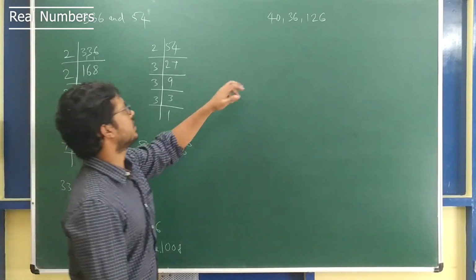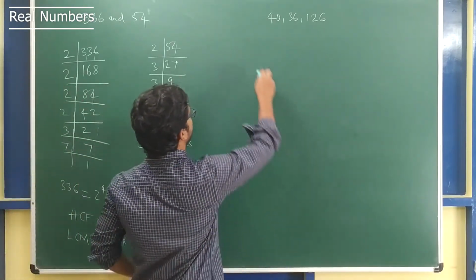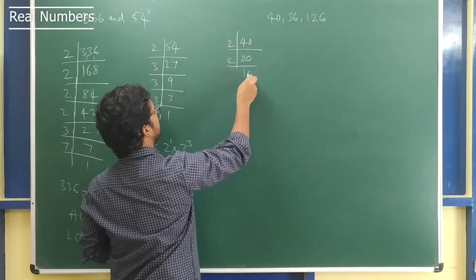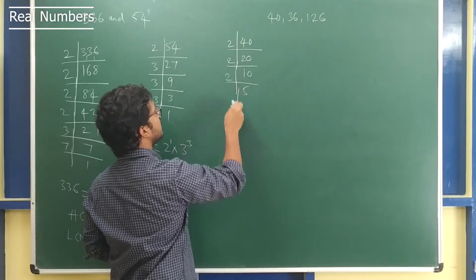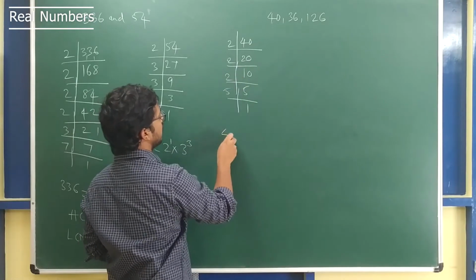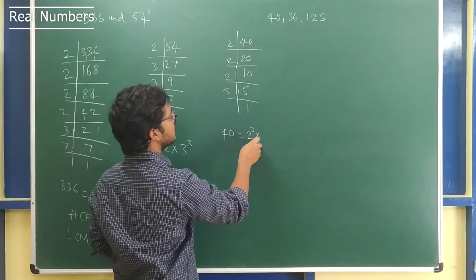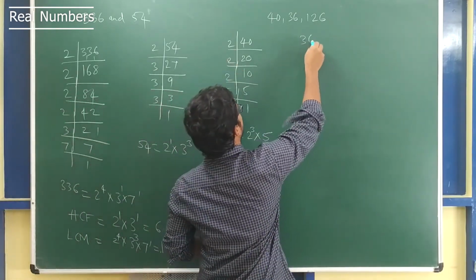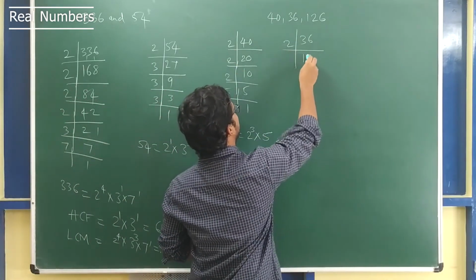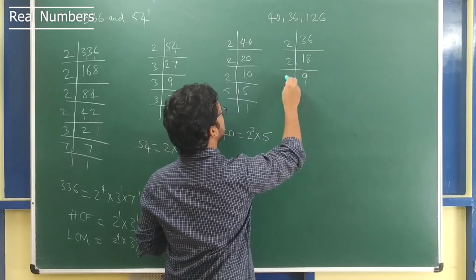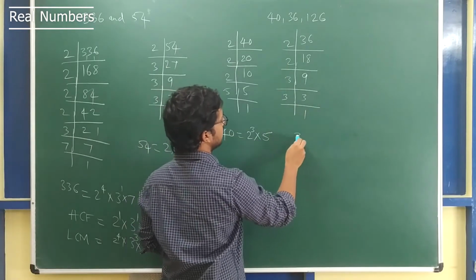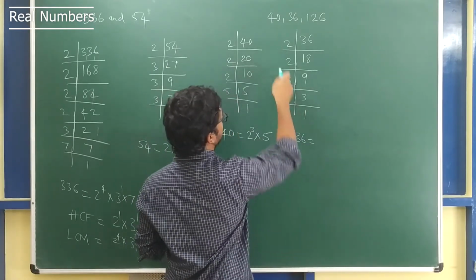Similarly, let's do 3 numbers now. Same thing will follow. So we'll prime factorize 40. When we prime factorize 40, we get 2 20s are 40, 2 10s are 20, 2 5s are 10, 5 1s are 5. So 40 can be written as 2 cube into 5. Similarly, let's try 36. 36 can be written as 2 18s are 36, 2 9s are 18, 3 3s are 9, and 3 1s are 3. So 36 can be written as 2 square into 3 square.